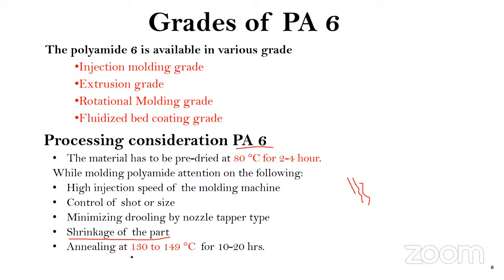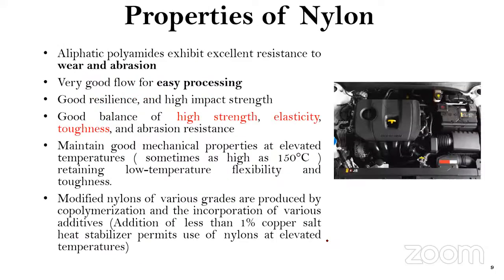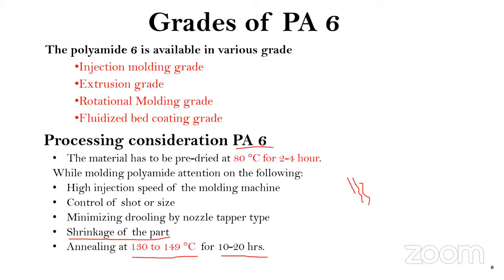Then this annealing we do at 130 to 140 degrees Celsius for 10 to 12 hours. What is the meaning of annealing? Annealing means when we do a proper increment in the heating process.